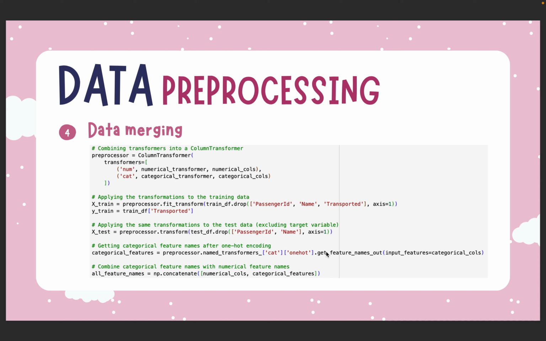And the fourth part will be data merging. After the data preprocessing, data splitting, and also filtering, we have to merge all of the data together so we can train our model later. So this is applying the transformations to the train data and merging it together.